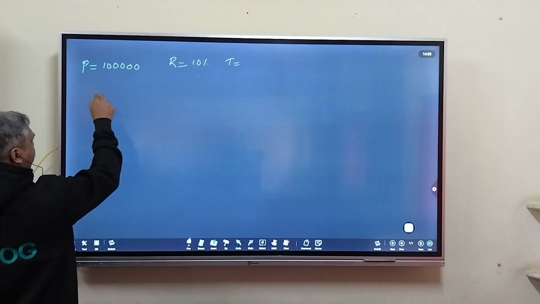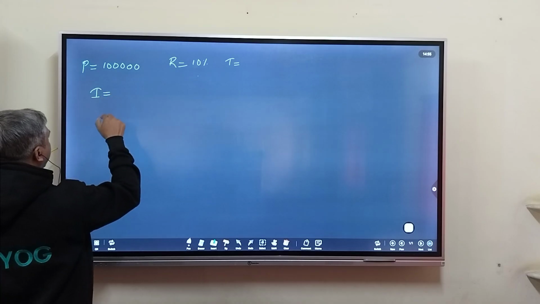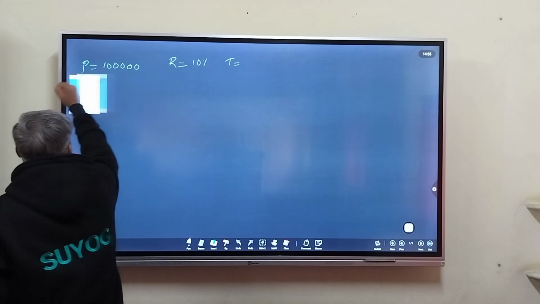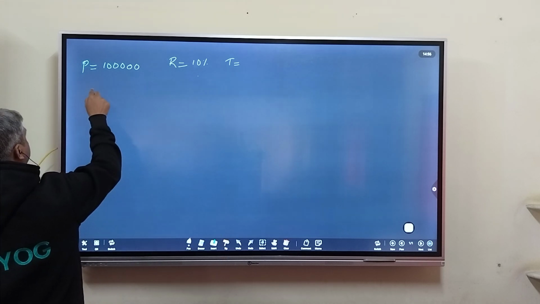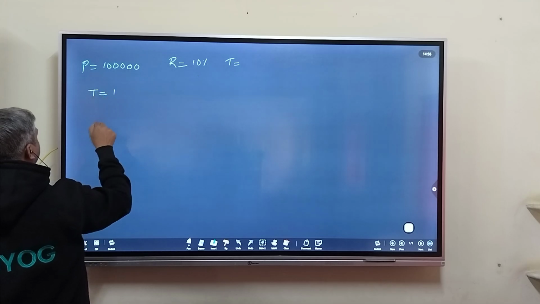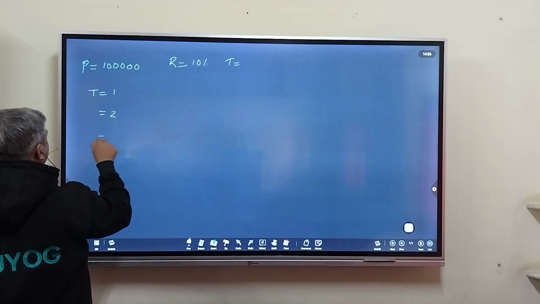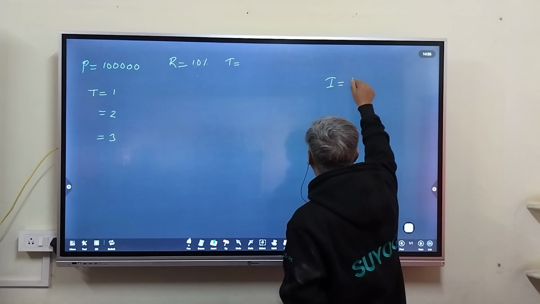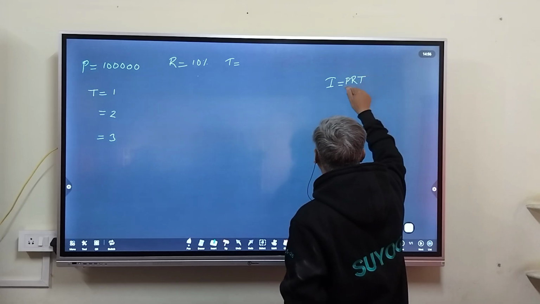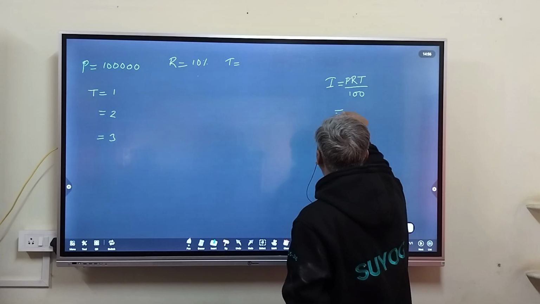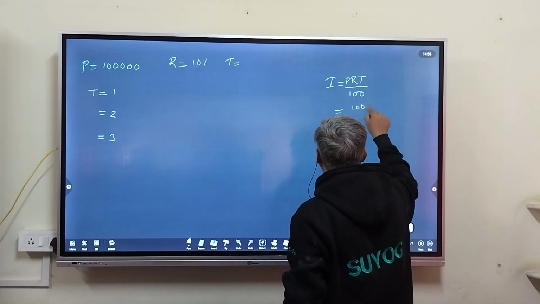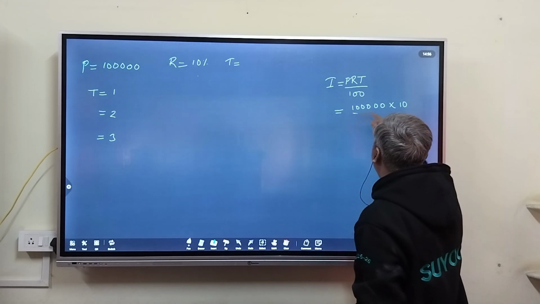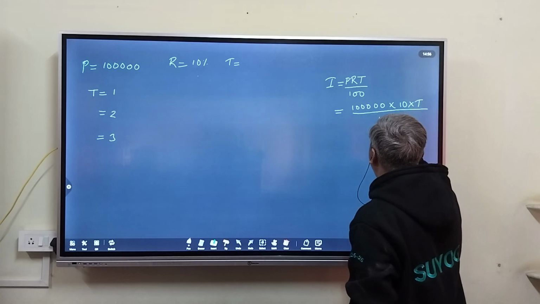So in my calculation, I said that if the tenure is, see this, T is equal to 1 or 2 or 3 and so on. I is equal to PRT upon 100, which is equal to principal is 1 lakh into rate of interest is 10% into T upon 100.